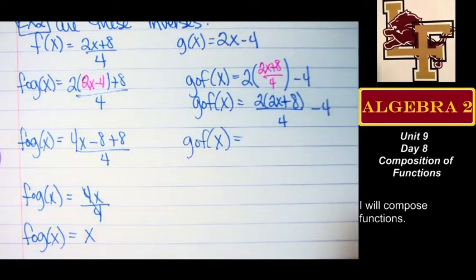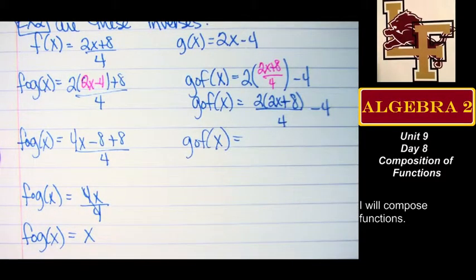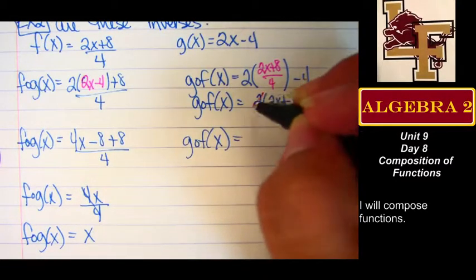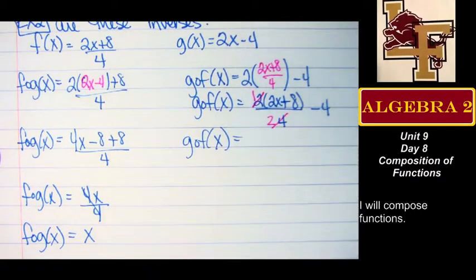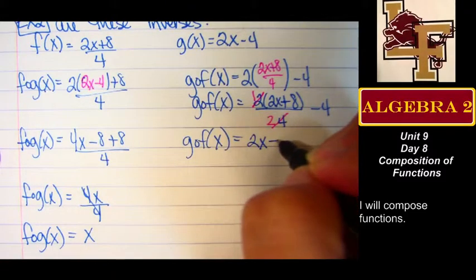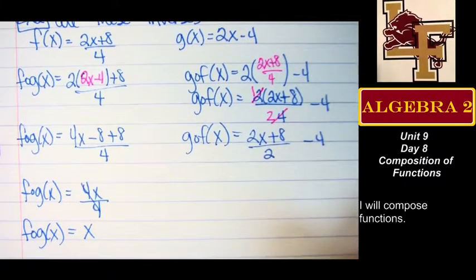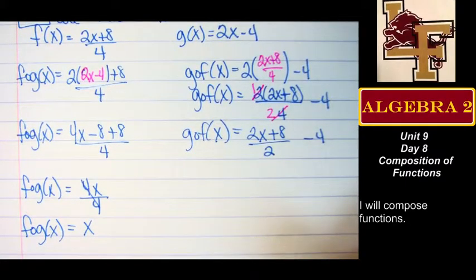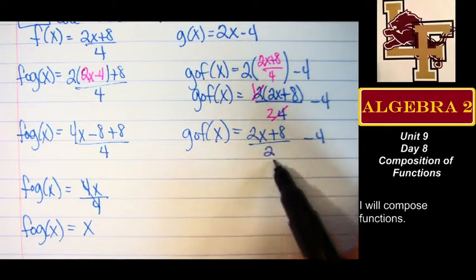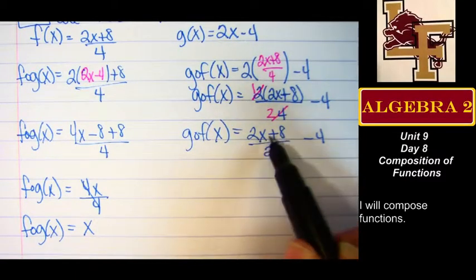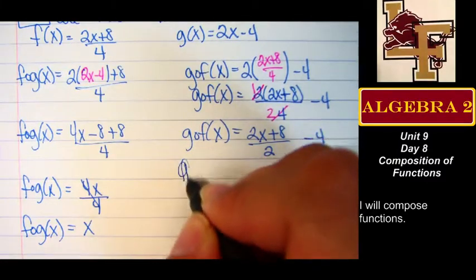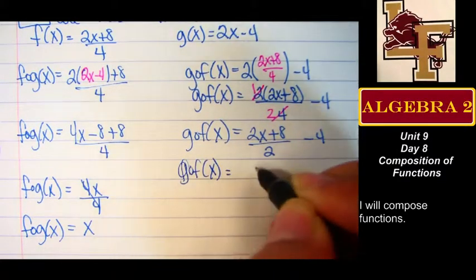All right, so I'm looking at G compose F, the one on the right, and I'm going to go ahead and do some reducing right now because I don't feel like doing all that multiplication. I see that I have 2 over 4. 2 over 4 reduces to 1/2. So I have (2x plus 8) over 2, that minus 4. The 2's cancel, but I can't cancel here without affecting the 8 because it's addition. So I'm going to factor up here. They're inverses.